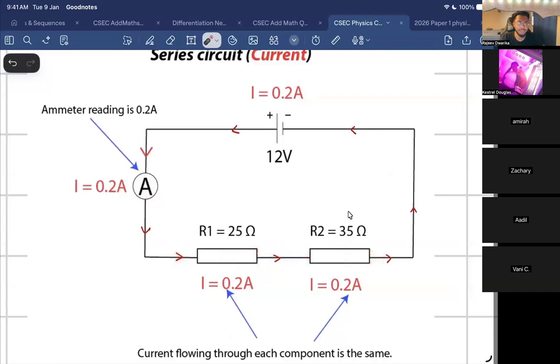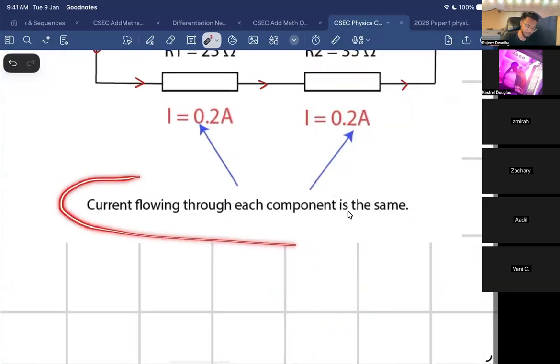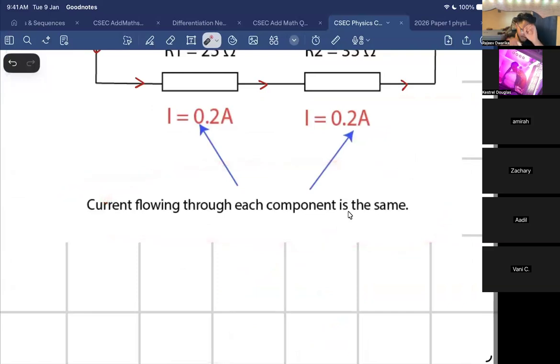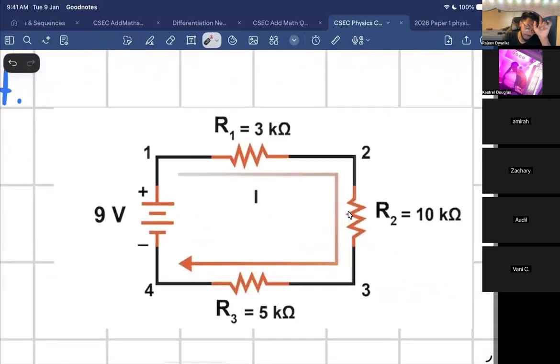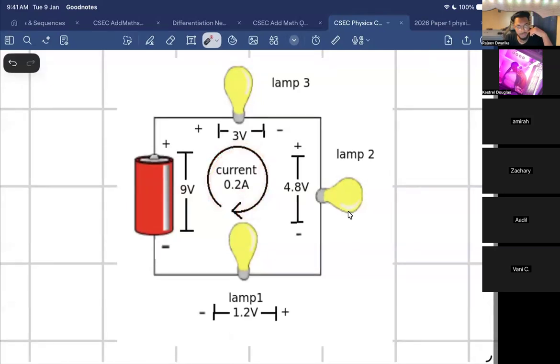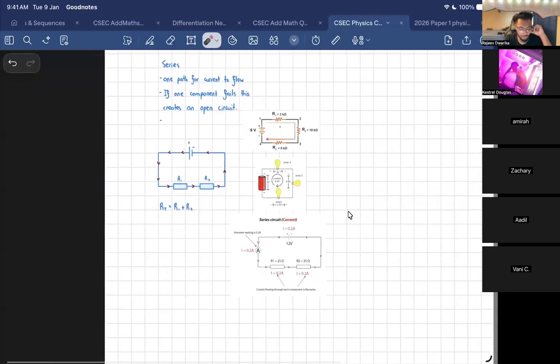Right. The point I'm trying to make is, in a series circuit, the current flowing through each component is the same. That is what I'm trying to say. Check it out. Over here, you see it's just one path the current could take. So the current flowing through this component, this component, and this component is the same. Same thing over here, you see the current flowing through each component is 0.2 amps. You understand? So we could do another diagram, no problem.